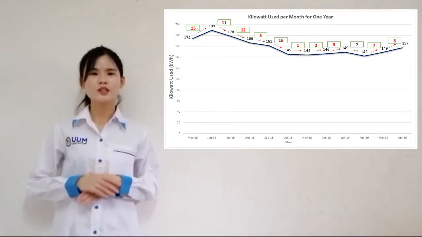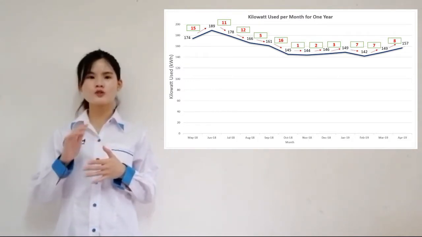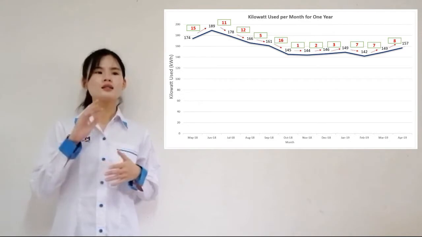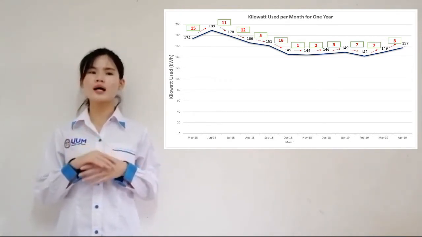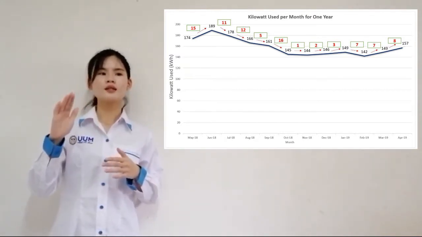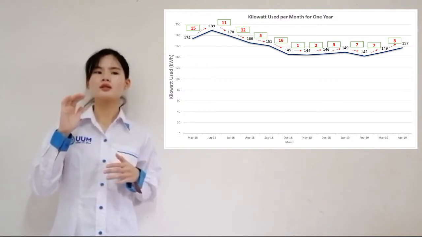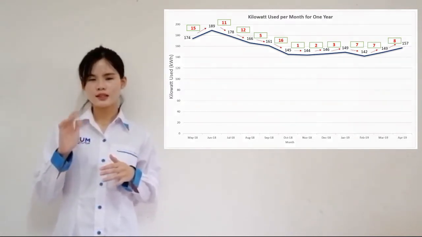As a conclusion, the relationship between the electricity cost and the energy used is positive. The electricity cost is directly proportional to the kilowatt used. When the cost is increasing, then the kilowatt used also increases. Inversely, when the cost of electricity is decreased, the kilowatt used will also decrease.